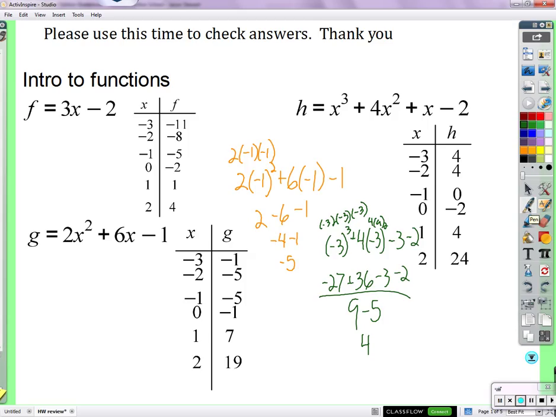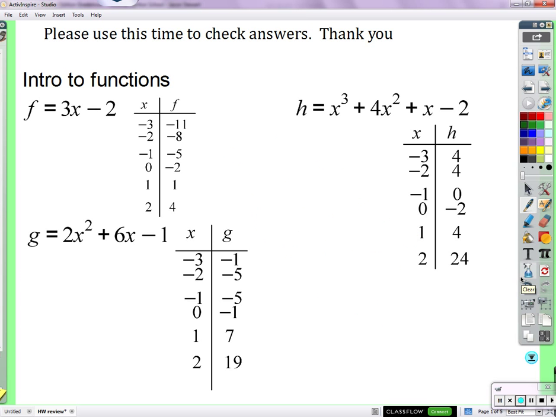Okay, Cadence? Then H of 0, X. Plugging 0 in for X? Yeah. To H. Zero. Okay. H equals 0 cubed plus 4 times 0 squared plus 0 minus 2. What's 0 times itself 3 times? 0. What's 0 times itself? 0. What's 0 times 4? 0. 0 plus 0 plus 0 minus 2. So we just get negative 2.